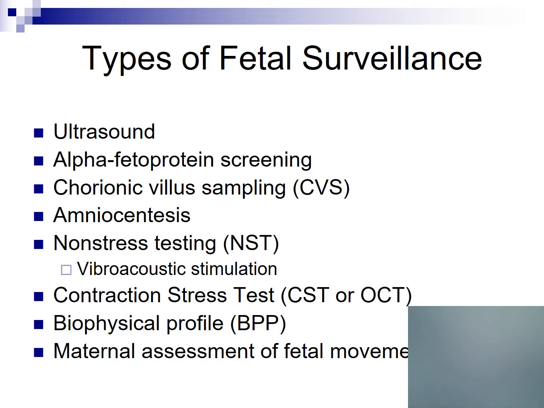Types of surveillance that we're going to be discussing are ultrasound, alpha-fetoprotein screening, chorionic villus sampling, CVS, but not the drugstore, amniocentesis, non-stress testing or an NST, and the use of vibroacoustic stimulation during that test if necessary, and contraction stress test, which is abbreviated CST, or OCT for oxytocin challenge test. If you should see those words or phrases, they're the same thing: contraction stress test and oxytocin challenge test. Biophysical profile, or a BPP, is very common. And then finally, maternal assessment of fetal movement. Again, if there are other tests in the chapter of the textbook, we will not be covering those for this exam.